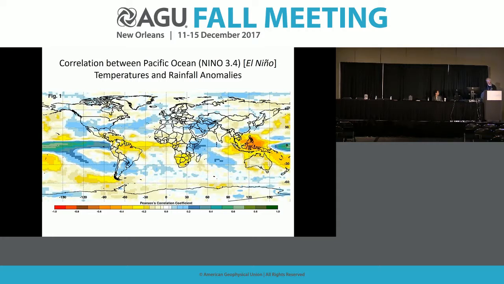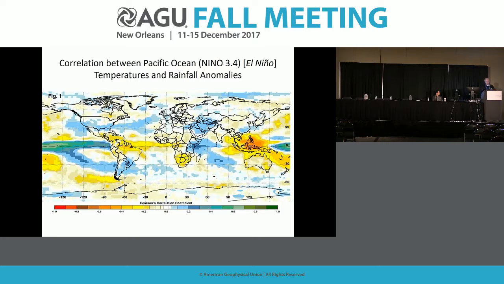And here, Pearson's correlation coefficient data shows that. Basically what it's showing is you get warming here, you're going to have close correlation with heavy rainfall here in the Pacific. There will also be heavy rainfall in the Horn of Africa, and also in the southern tier of the US, of course, and southern South America.